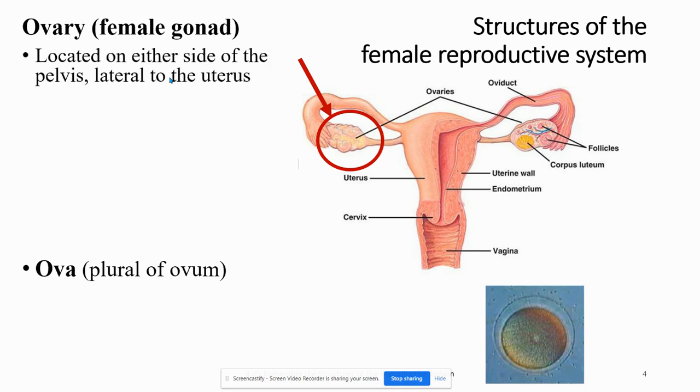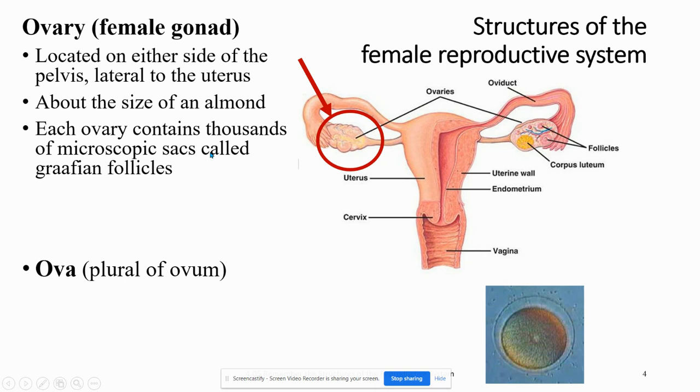So, ovaries. This is kind of a review. You know that there are two of them. One is on each side of, meaning lateral to, the uterus. So this is the uterus, and this is patient's right ovary. This is patient's left ovary. This one's just cut in half so you can see some things on the inside. Each is about the size of an almond, and each one has thousands of little pockets.